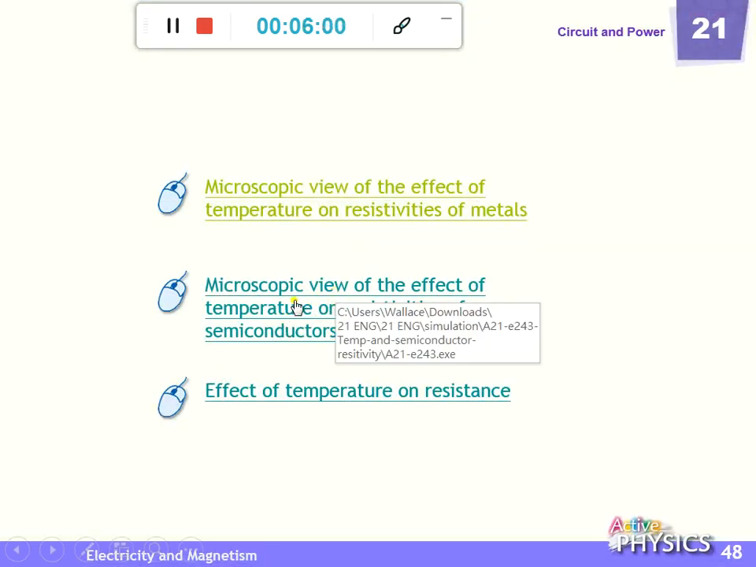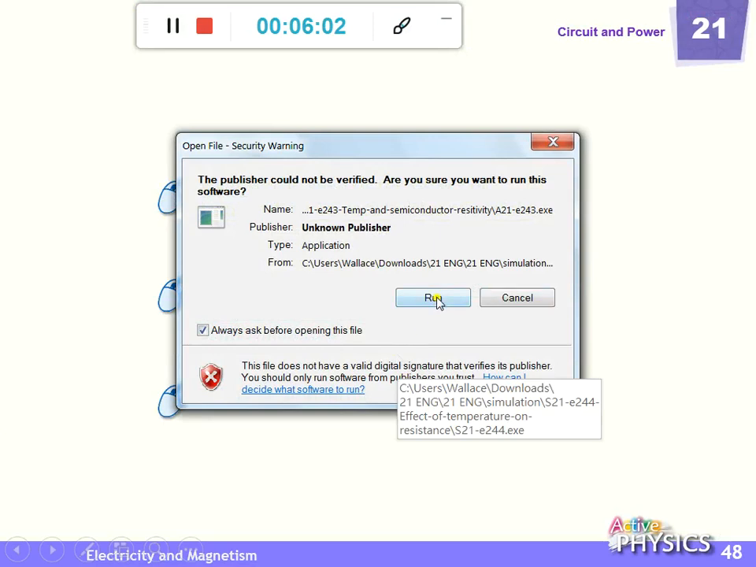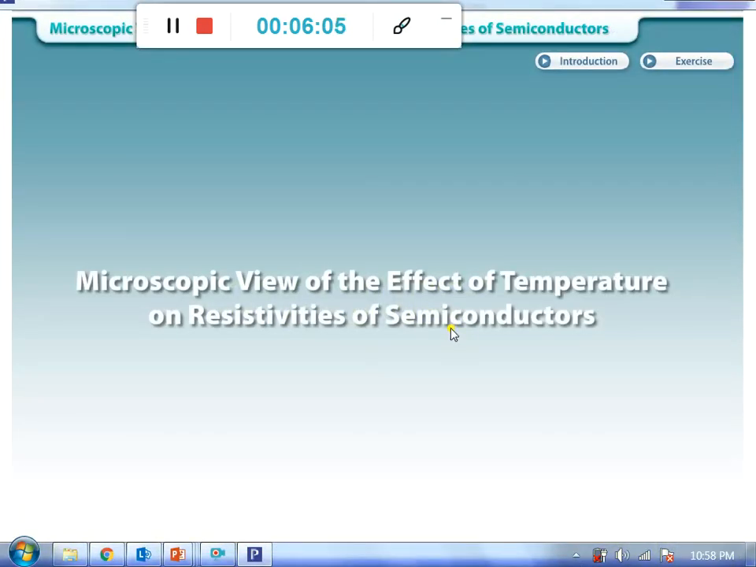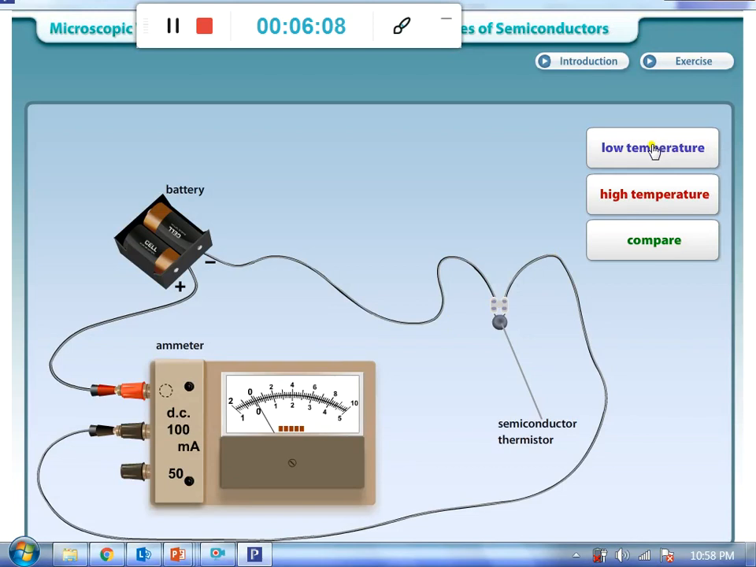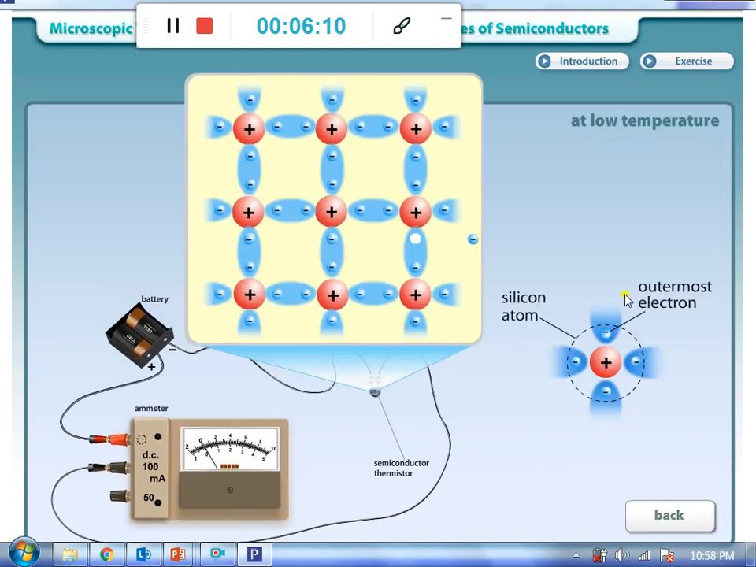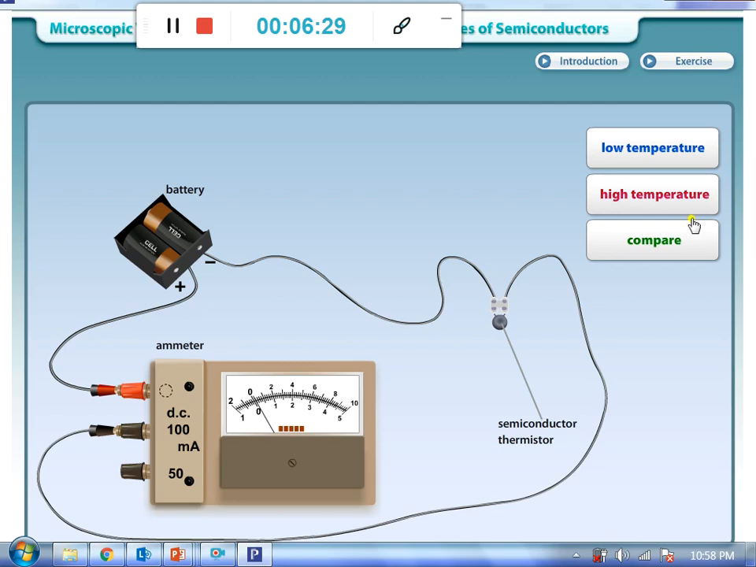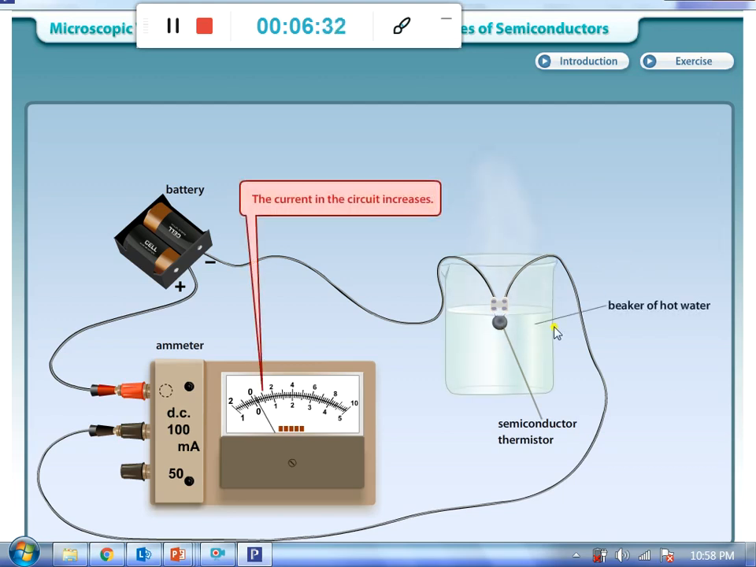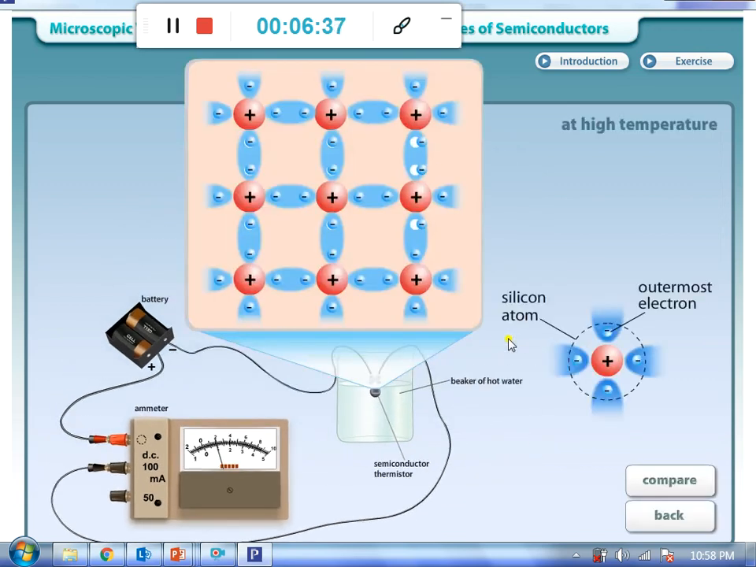Okay, how about the other one, semiconductor? For a semiconductor, lower temperature. For the semiconductor, this one actually is not a conductor. The principle for it to have conduction will use the holes like that. At low temperature it will be this case. How about high temperature? You put it into the water, then what will happen? The resistance will be lower than before.